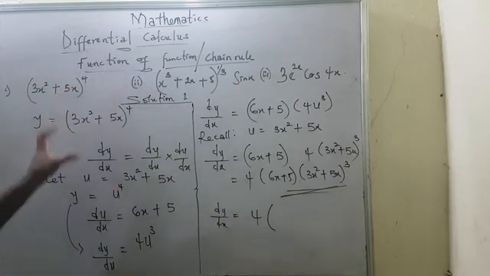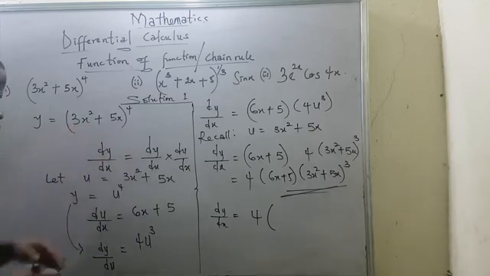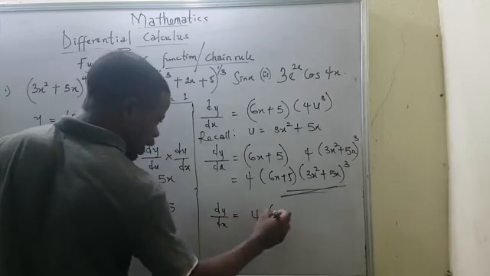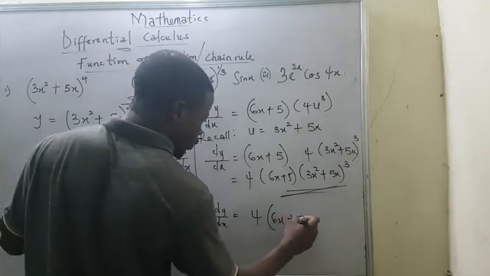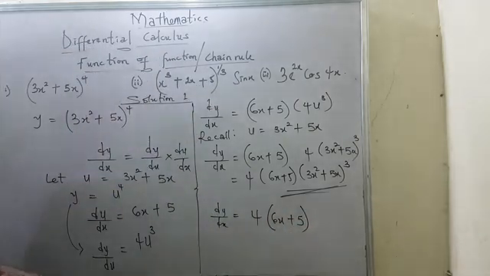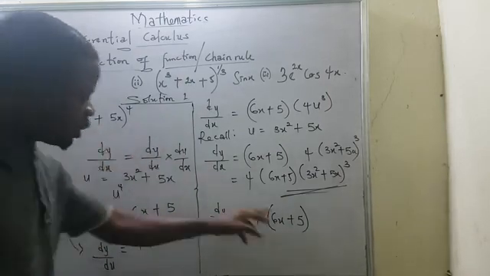The power involved, you brought it down, right? Good. Now differentiate the core. What is inside? If you differentiate this, you're going to be having 6x plus 5. Close the brackets. You see that? Brought down the power, this. Differentiate the core which is inside this.